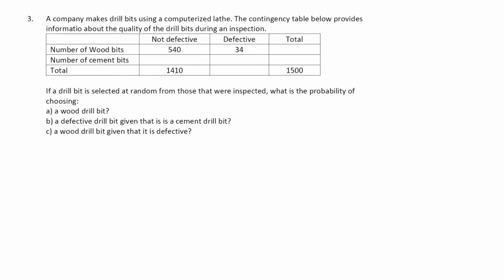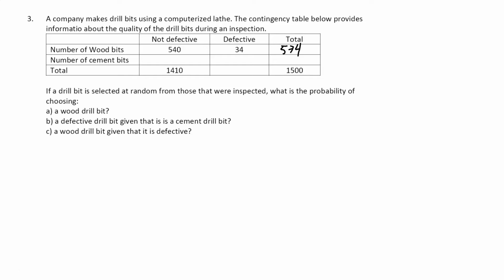Question 3, Part A. If a drill bit is selected at random from those that were inspected, what is the probability of choosing a wood drill bit? Well, the first thing we have to do is finish the contingency table. So we start off by looking at what can we complete right away. So we've got 540 and 34, but we're missing the total. So we'll go ahead and add those up, and that'll give us the total. So we've got a total of 574.